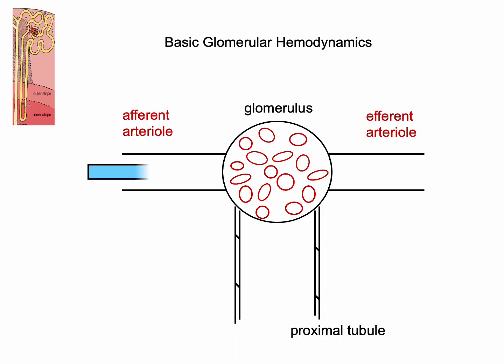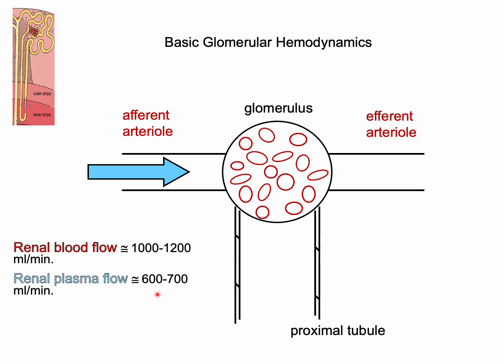Blood enters the afferent arterioles at the rate of about 1,000 to 1,200 mL per minute for all the nephrons combined. Plasma makes up a little over half of blood volume, so renal plasma flow rate is about 600 to 700 mL per minute. Then there's a portion of the plasma that gets filtered through the fenestrated glomerular capillaries and enters the proximal tubule.